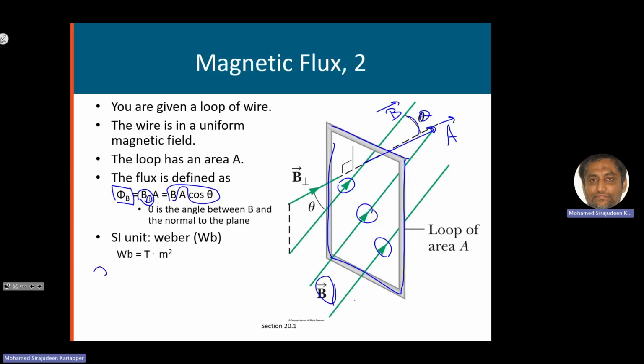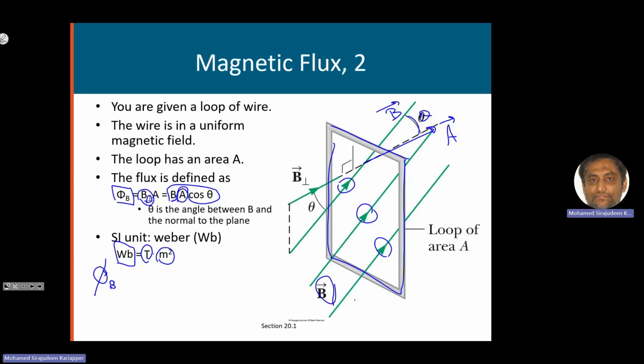The same symbol, if you remember, for electric flux, you also use this Greek symbol phi, but with the subscript E. Now since this is magnetic flux, it will be with the subscript B. The unit will be Tesla for the magnetic field, and for the area, meter squared. So it is Tesla meter squared, but we give a single name for that. We call Tesla meter squared as Weber, WB, 2 letters, capital W and a small b.